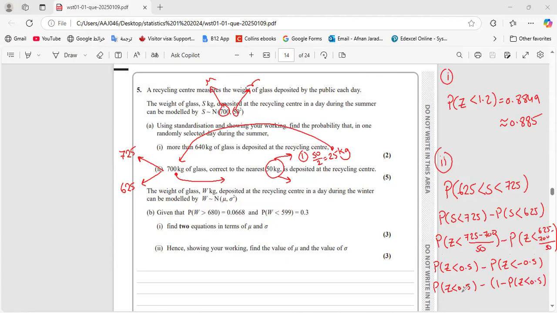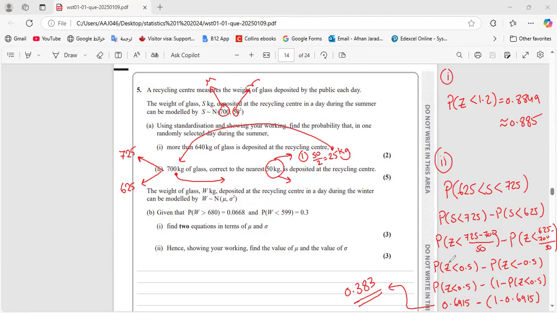So what is the probability that Z is less than half? You need to go to the table to find that the probability of Z less than half equals 0.6915. So 0.6915 minus 1 minus 0.6915. Okay, and the final answer is 0.383 to 3 decimal places.